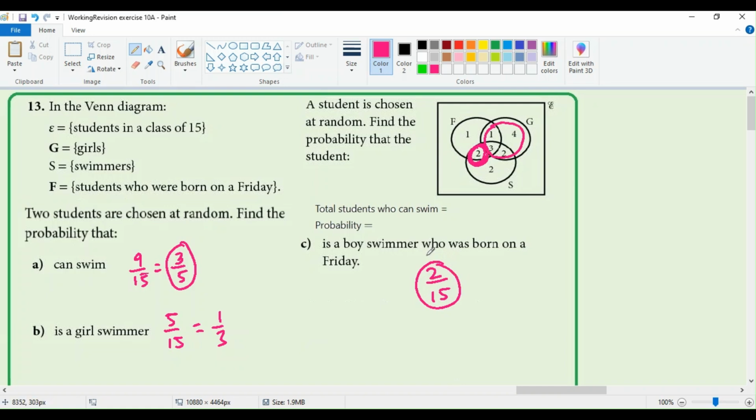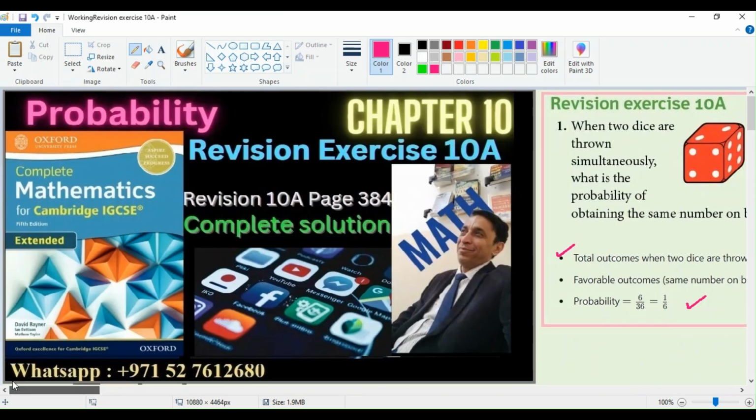And that's how, with 13 questions, this practice exercise ends. Next to this one are going to be exam style questions that are taken from the same book. I'll be posting it very soon.